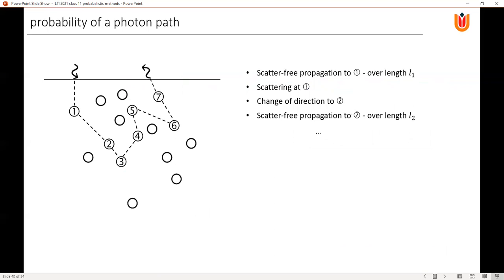And so again, the same slide all over again. These are the probabilities that we need to calculate. So the scatter-free propagation to 2.1 over a length L1. Then the probability of scattering at 1.1. Then the change of direction of the photon from wherever it was to 2.2. Then the scatter-free propagation to 0.2 over length L2, etc.